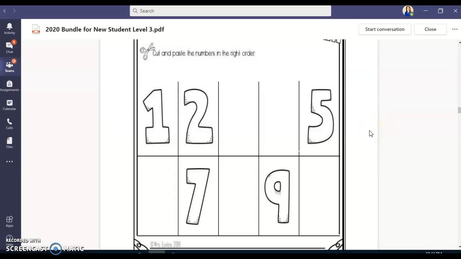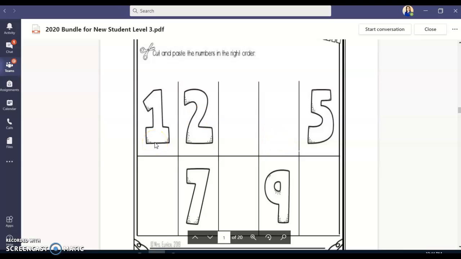Count with me, boys and girls. 1, 2, 3, 4, 5, 6, 7, 8, 9, 10. Good. Now let's go ahead and go to the beginning. 1, 2. We're missing a number. What number is next, boys and girls? We're missing the next 2 numbers.